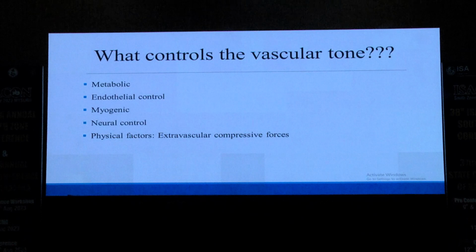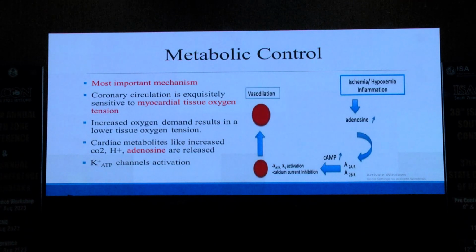There are many factors which control the vascular tone, the most important being the metabolic factor. The coronary circulation is extremely sensitive to the myocardial tissue oxygen tension, which means that whenever there is hypoxia, there is an increase in carbon dioxide, potassium, hydrogen ions, and lactate ions, which in turn cause release of adenosine, which activates the potassium ATP channels and causes vasodilation.